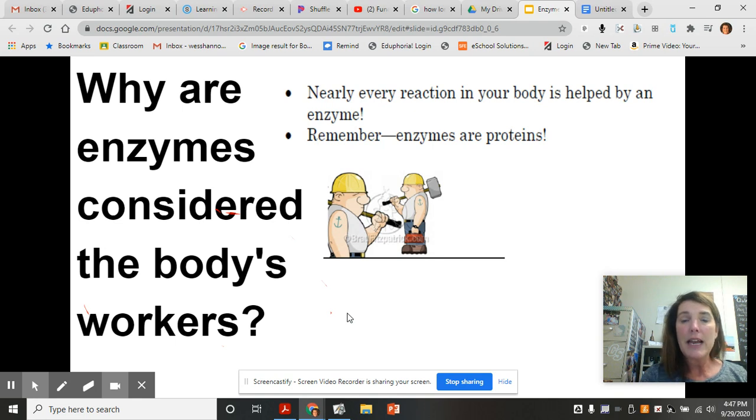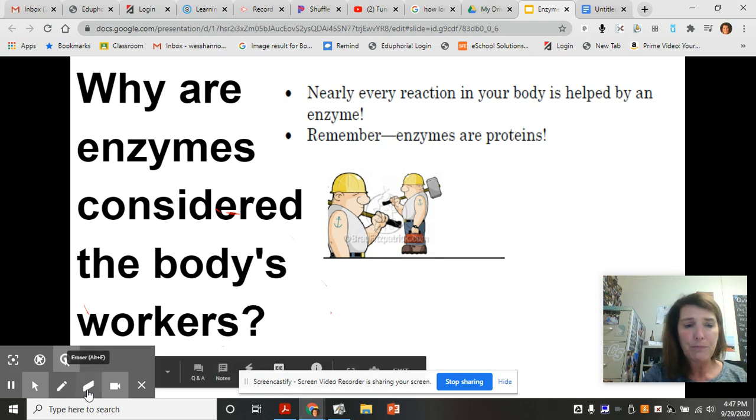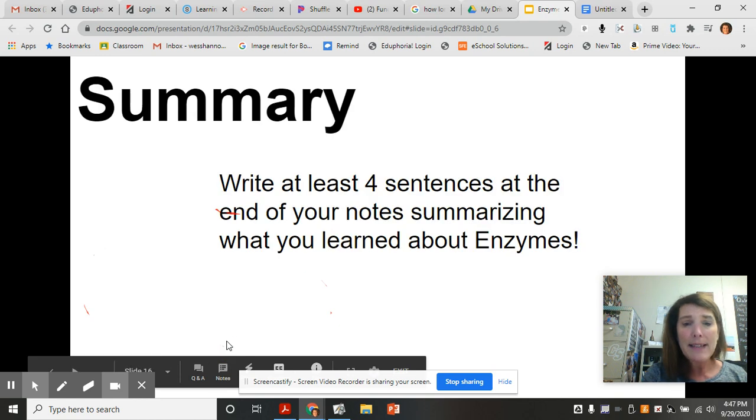Now here's the thing: every reaction in your body is probably helped by enzymes. Those workers in your body are your proteins. Proteins are your hard workers that do all the work in your body all the time. And enzymes are those special proteins that really speed things up and work super hard. So that's it for enzymes.